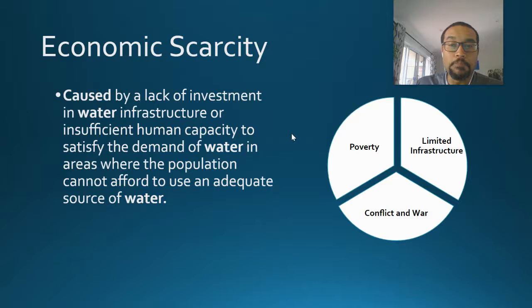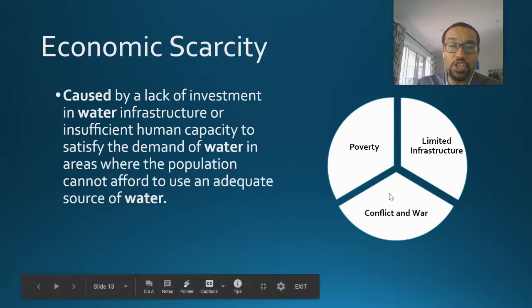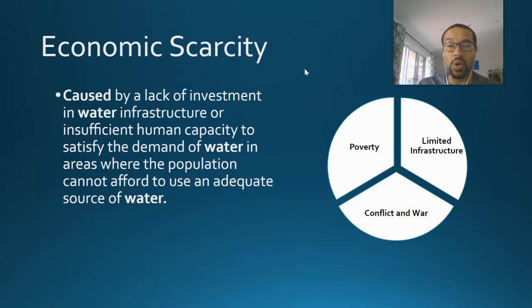And that infrastructure could be limited in terms of technology to drill deeper wells. There's also some technology we can use, not on a mass scale so far because it's really expensive, but there are desalination plants where you can actually use salt water. So you could use seawater, remove the salt from it, and turn it into drinkable water. But that requires a lot of money.